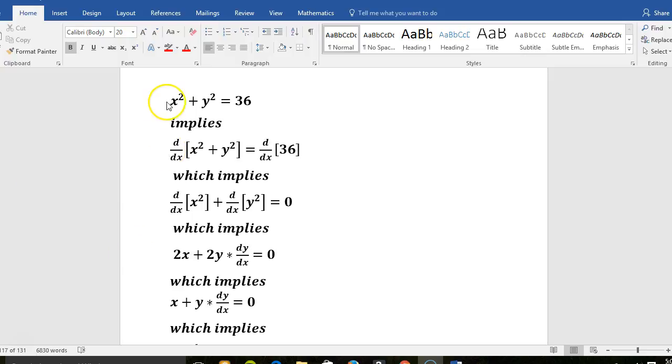Hello again. Let's look at this example. x squared plus y squared equals 36. Now guys, I want to find dy by dx. So what I'm going to do is stick d by dx's on both sides, here and here.